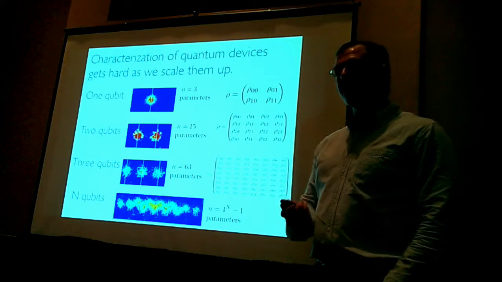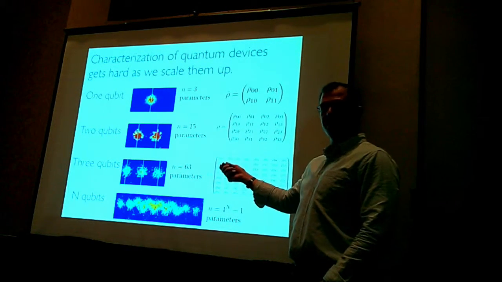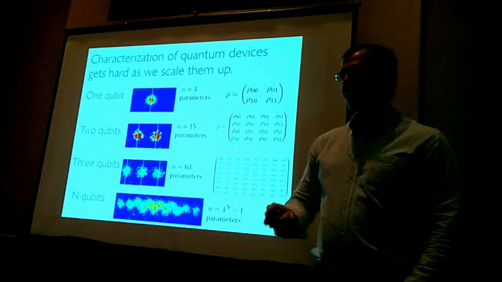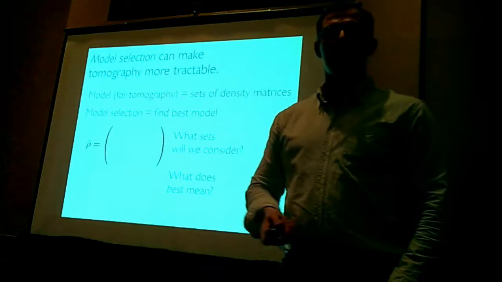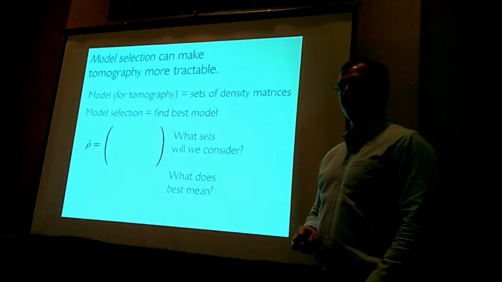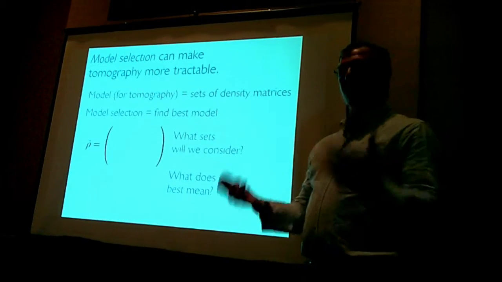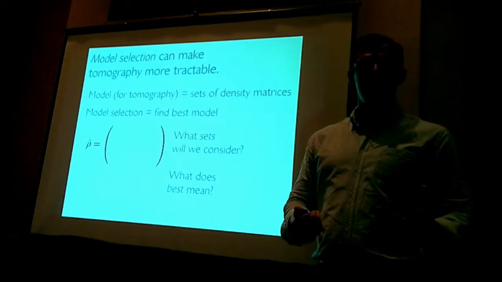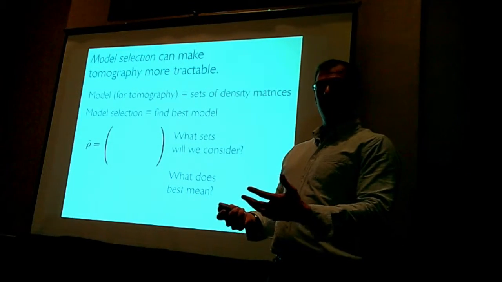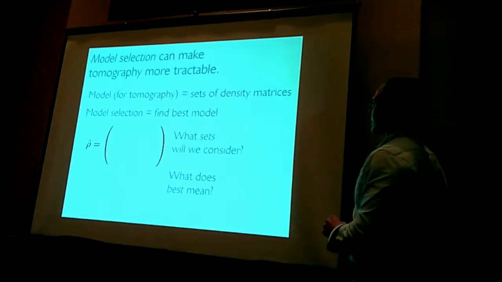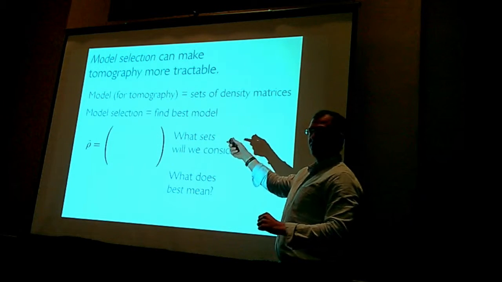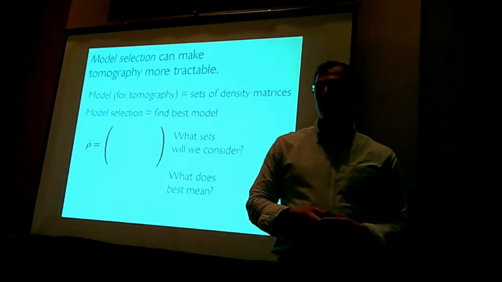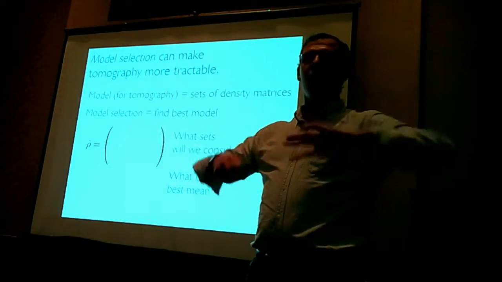So how are we going to get around the fact that in order to accurately characterize these devices, we just have too many parameters that we would have to fit? Well, thankfully, there's a statistical technique called model selection that we could use to make tomography more tractable. You see, a model, at least in the tomographic sense, is simply a set of density matrices. The purpose of model selection is to find that best model. So the focus of my talk is going to be on 2 very straightforward questions. What are the sets of density matrices that we're going to consider, and how are we going to define what the best model means?